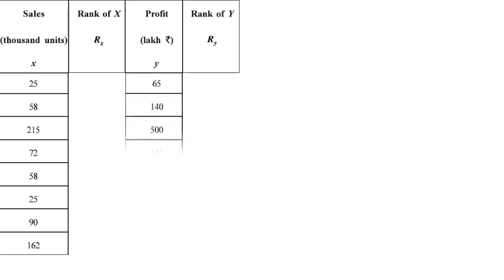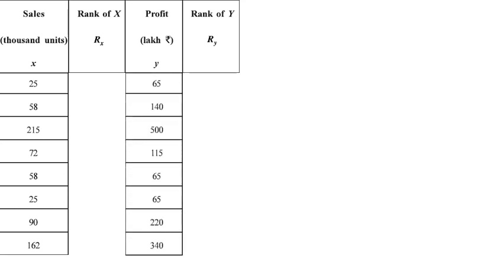Write down the headings like this: sales is X, its rank is Rx, profit is Y, its rank is Ry. Write down the values of sales and the profit. Once you are done with that, we will give the ranks.